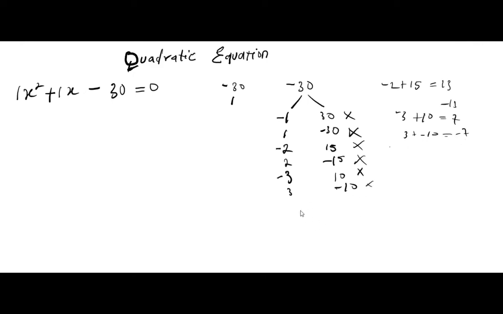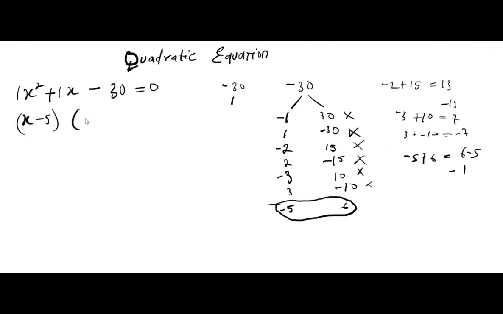Let's consider 5 and 6. 5 times 6 is 30. Let's have the negative attached here. So negative 5 times 6 is negative 30. Good. Then negative 5 plus 6 is like 6 minus 5, which equals 1. So this satisfies the condition. So negative 5 and 6. Then we have x minus 5 and x plus 6 equals 0.